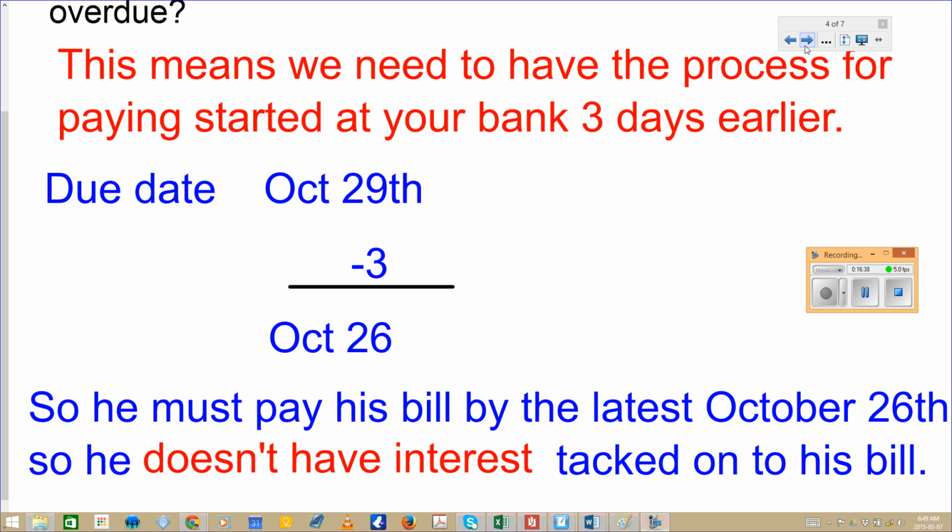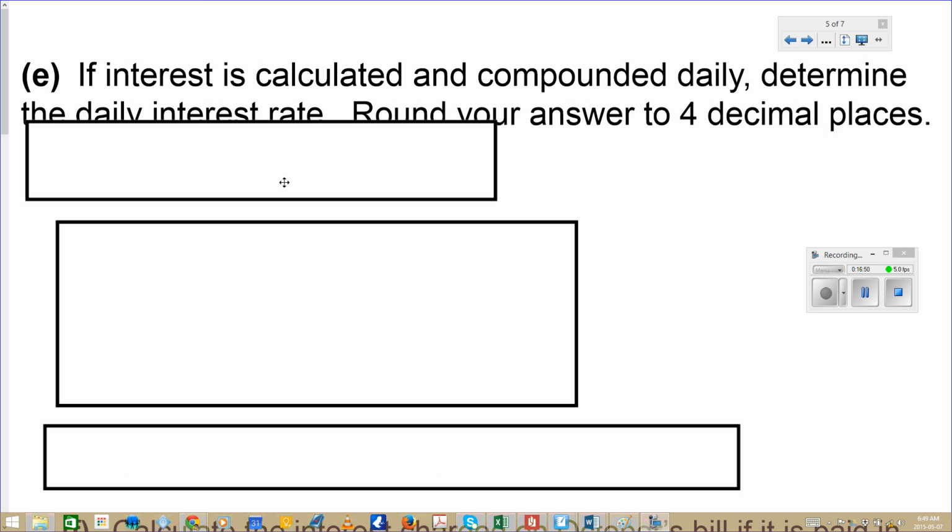Alright, so we're going to start to do some calculations in the next section. Okay, here we go. Now, this is the next part of your sheet. If interest is compounded daily, determine the daily interest rate. This is for question number 1A and 1B from your work for today. Let's talk about how this works. We're going to round our answers to 4 decimal places when we calculate it.